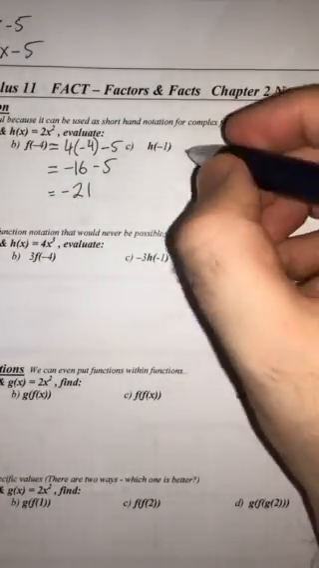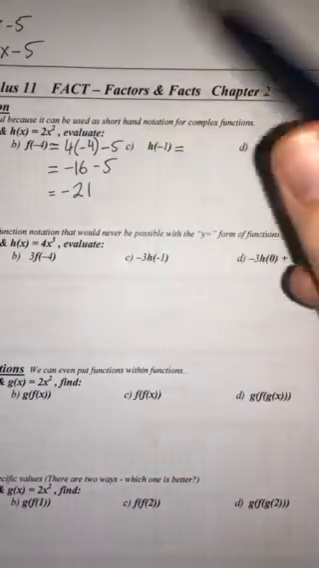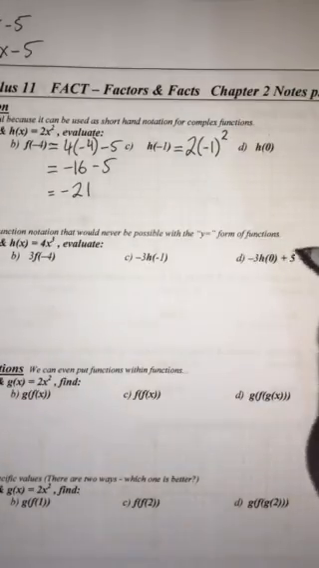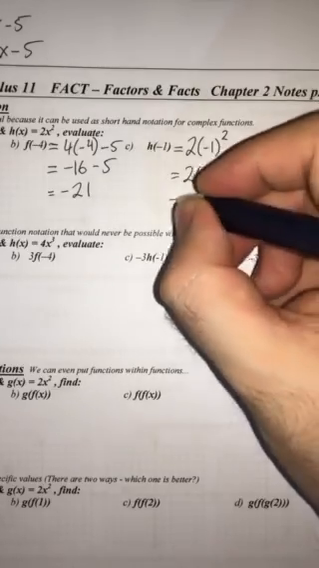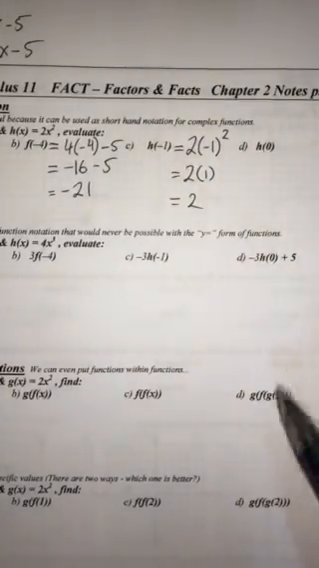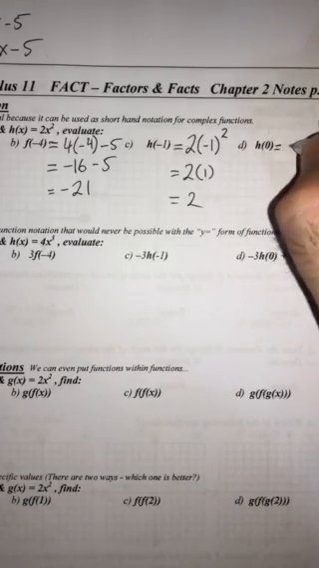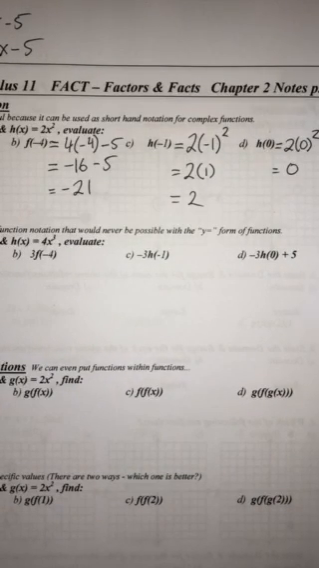So I can evaluate h of negative 1. Instead of x, put in negative 1. So I'm going to have 2 times negative 1 squared. Evaluate that: negative 1 squared is just 1. So this just equals 2. Do the same thing for this. Instead of x, we're going to put a 0. So this is 2 times 0 squared, which gives us just 0. Okay, so that is the notation with this. That's a simple basic one.